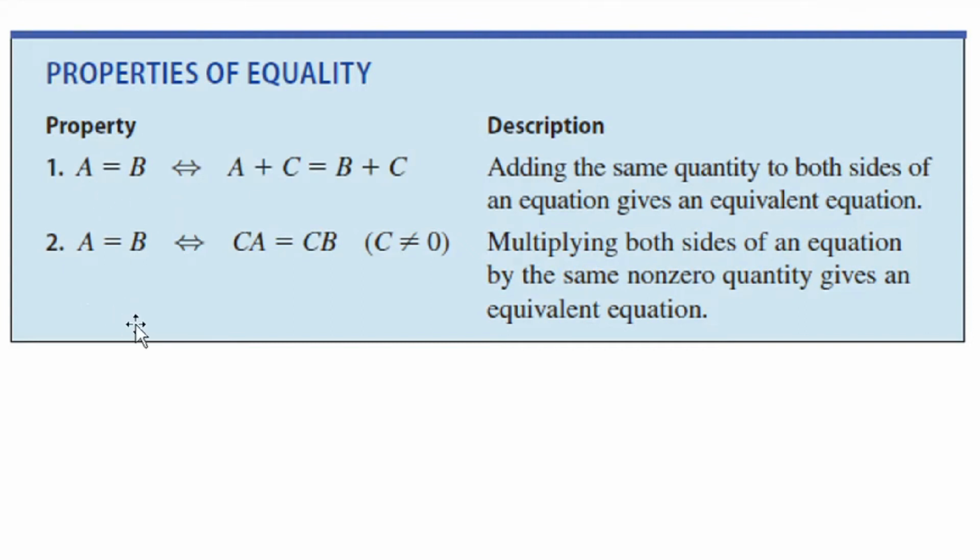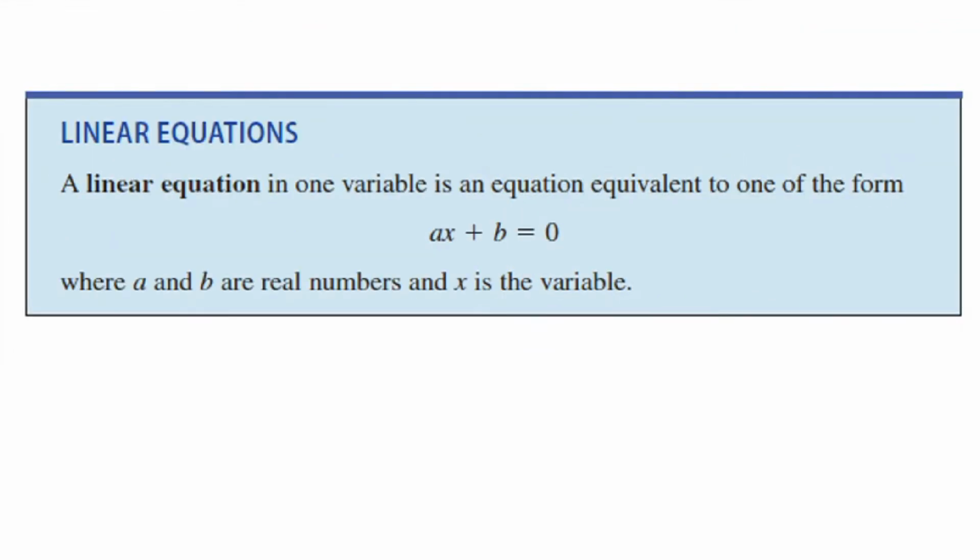Number two, A equals B is equivalent to CA equals CB, where C is not equal to 0. It means that multiplying both sides of an equation by the same non-zero quantity gives an equivalent equation. So let's first define a linear equation. A linear equation in one variable is an equation equivalent to one of the form ax plus b equals 0, where a and b are real numbers and x is the variable.